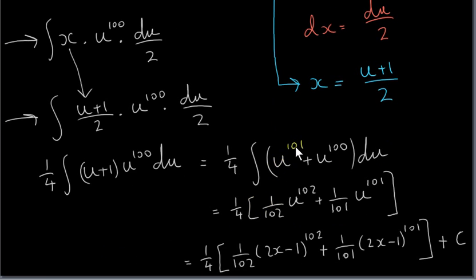So we integrate u to the power of 101 with respect to u to get 1 over 102 times u to the power of 102. When we integrate u to the power of 100 with respect to u, we get 1 over 101 times u to the power of 101.